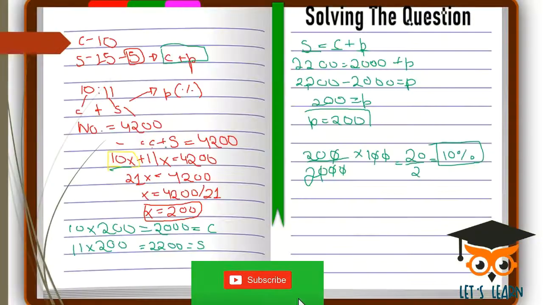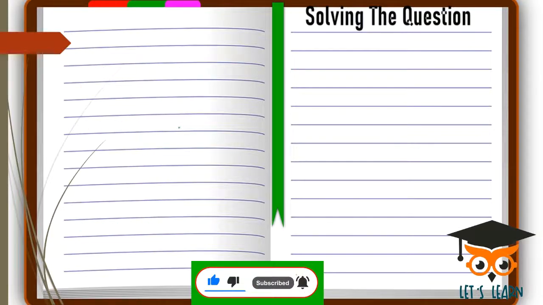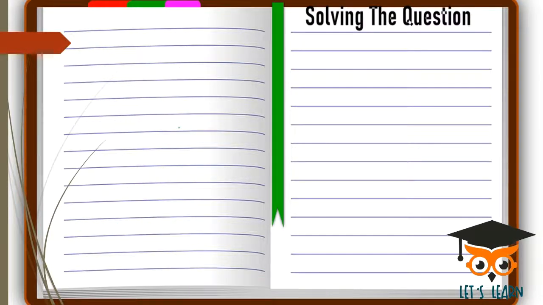Now you all will be thinking, here I chose any random number of my choice. If I choose any other number, the answer will also be the same. So let us do it and check. Let me use another color.